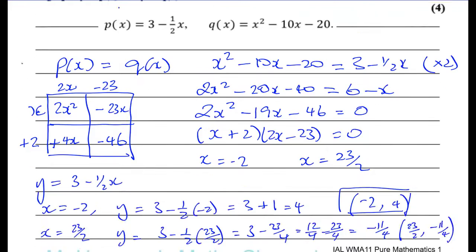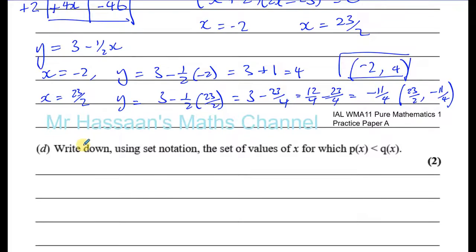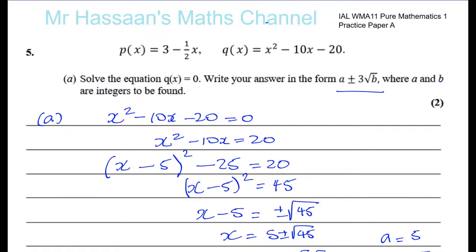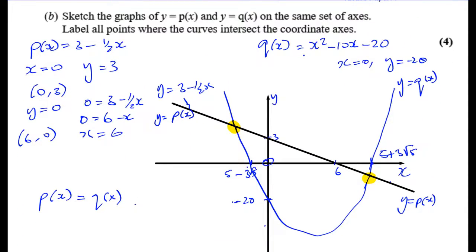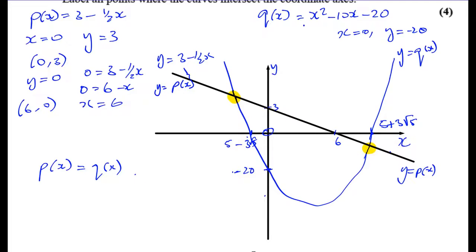Now, it says write down using set notation the set of values of x for which p of x is less than q of x. So we need to look back at the graph. We had the points negative 2 and 23 over 2. 23 over 2 is like 11 and a half. Is that right? Yes, 11 and a half. So this is the point 11.5, and this is the point negative 2.